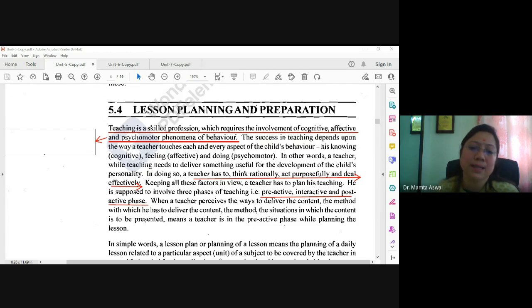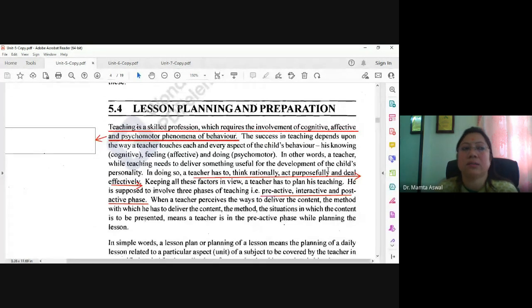Lesson planning is basically based on Bloom's taxonomy. In 1956, Benjamin Bloom gave a taxonomy. That taxonomy was developed for evaluation purposes, right? But later on, it was used for lesson planning, and all the teaching learning activities revolve around all these things.